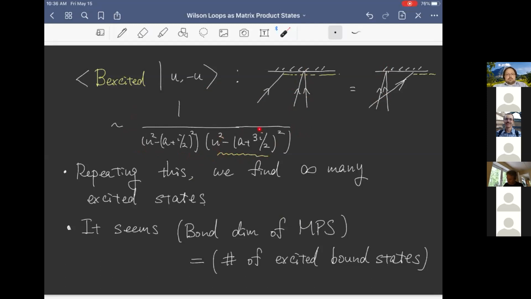Now you see a new pole at a plus 3i over 2. And you can actually repeat this infinitely many times and discover infinitely many excited boundary states. So this is really a manifestation of the bond dimension of the matrix product state. At weak coupling, we discovered that we had a matrix product state with infinite bond dimension. And here we discovered that we have excited boundary states, and the number of excited boundary states is infinite. And this relation was actually also true for the defect one-point function. In that case, we had a k-dimensional MPS, and indeed we discovered k excited boundary states.